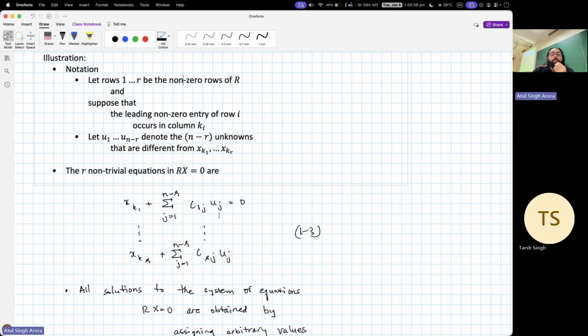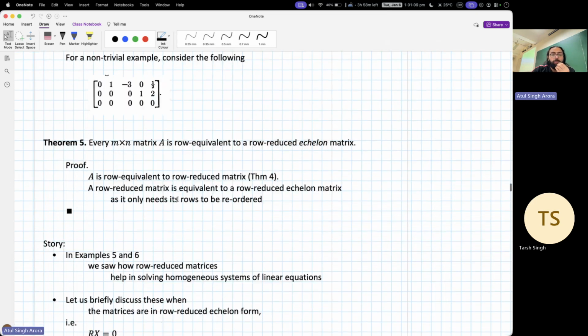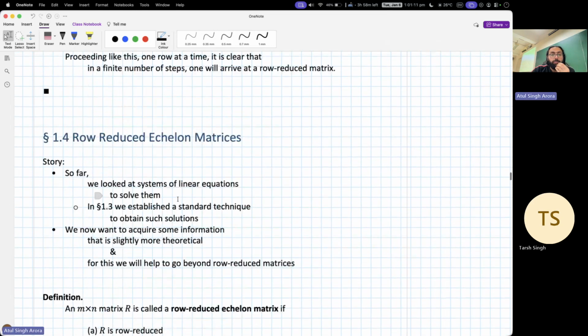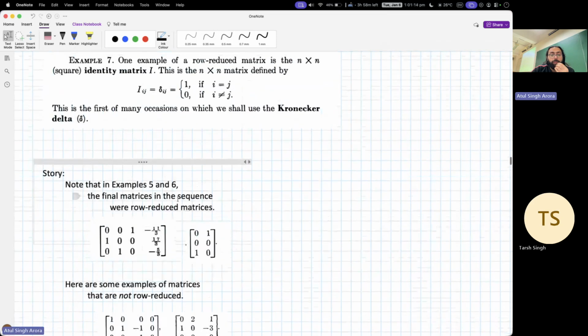And then the remaining variables, which have different coefficients, we are calling u sub j, where j goes from 1 to n minus r. Okay, so if you want to look at this example, for instance, it would help. Let me go back.